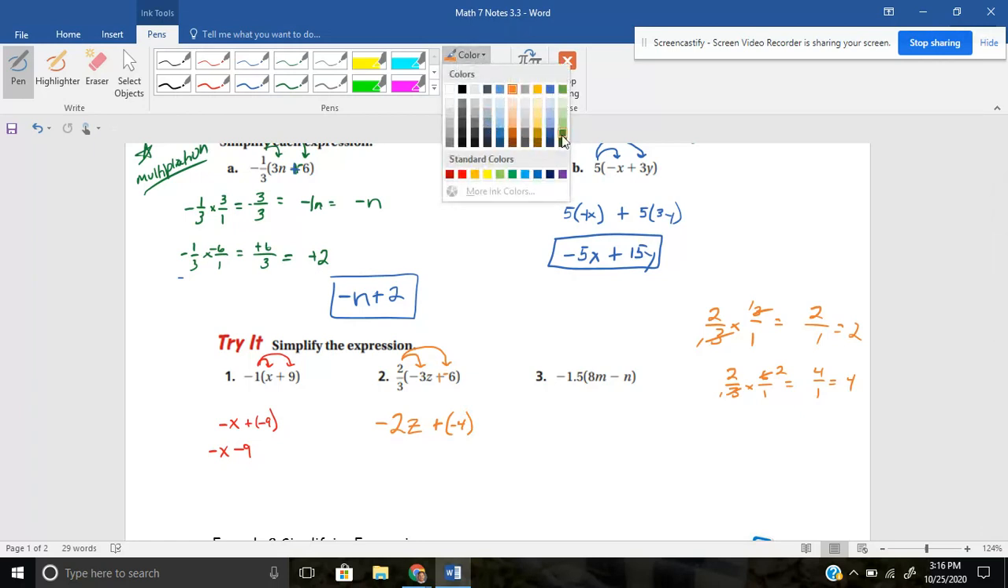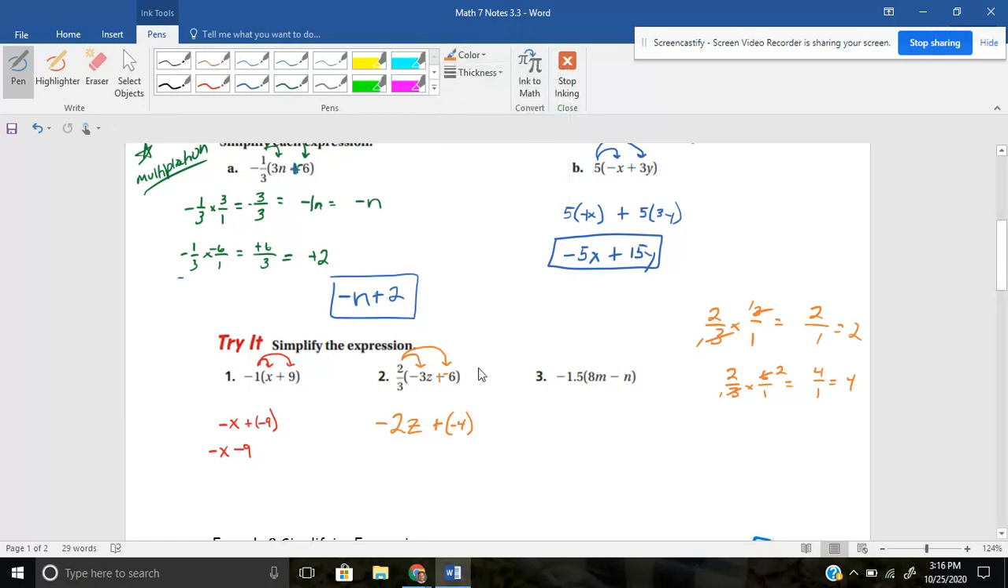And then lastly, wrapping up with number 3 here, I've got negative 1.5 times 8, right? 1.5 times 8 would be 40, and 8, 9, 10, 11, 12. Bring my decimal one spot over. So negative 1.5 times 8 would be 12, and it would be negative since I have different signs, and I need to bring my variable along, negative 12m.